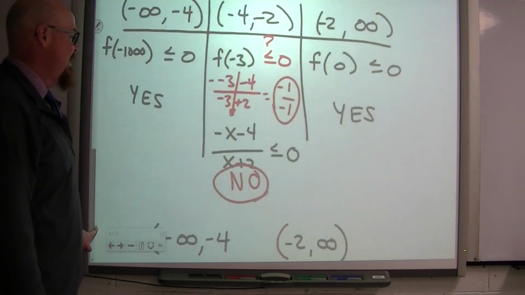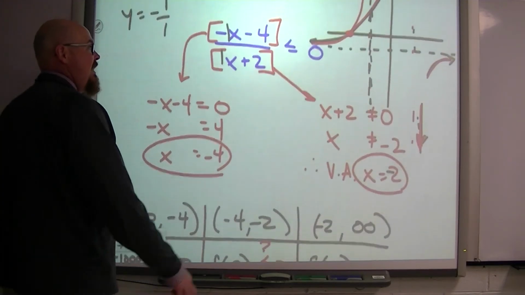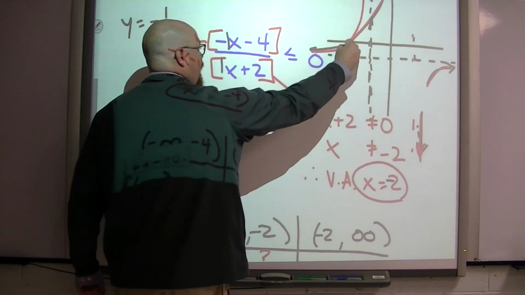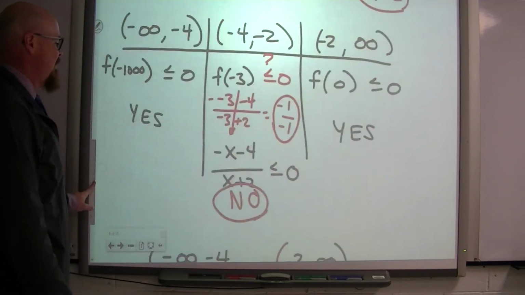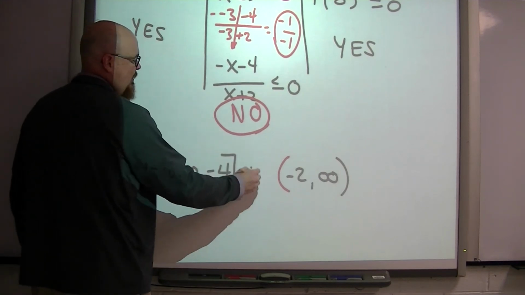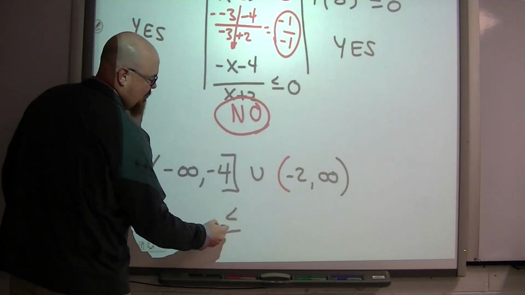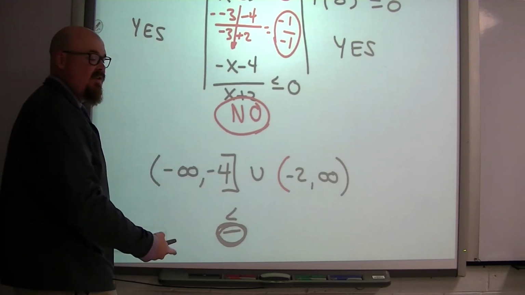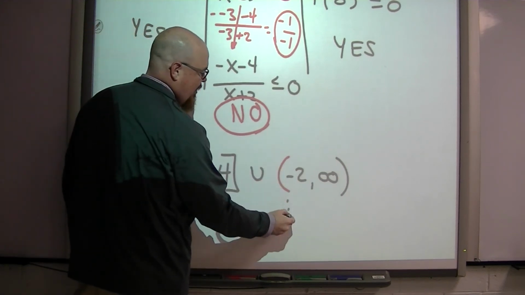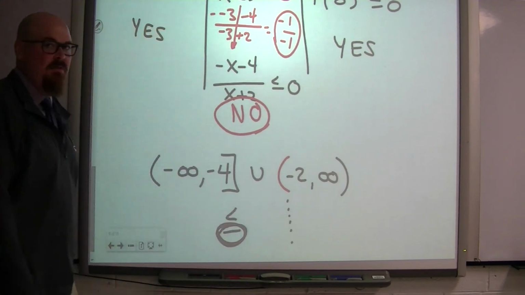So since I can include 0, negative 4 was the 0 of this function right here. X equals negative 4, that's the 0. I'm going to use a bracket. So again, we use the bracket because of this. If that wasn't there, I'd use a parenthesis. We use a parenthesis here because it's a vertical asymptote.